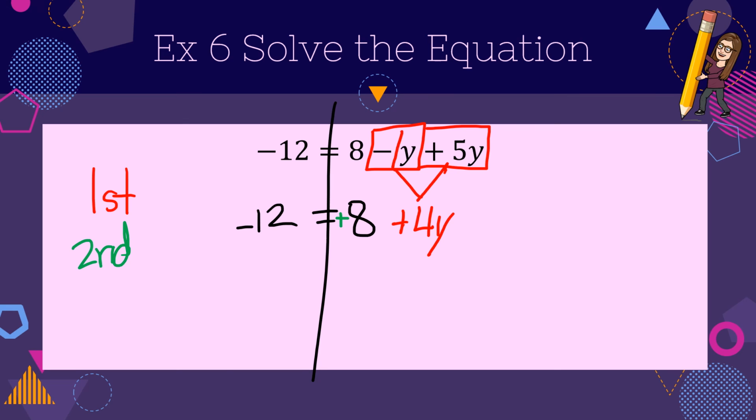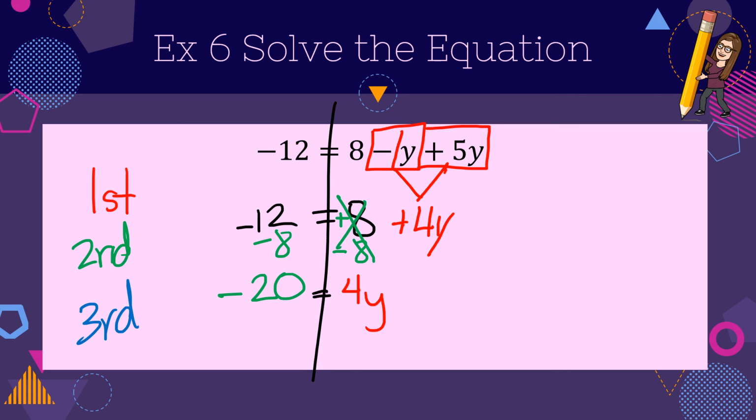Second step is to undo any addition or subtraction. Well, let's see, this is a positive 8. So the opposite is negative 8. The positive 4y falls down. And on the left side, I have, be very careful, negative 20. Watch your signs and use your calculator. Third step, undo any multiplication or division. Instead of times 4, let's divide 4. The y falls down, and my answer is negative 5, because a negative divided by a positive is a negative.